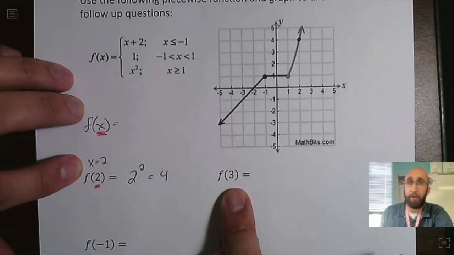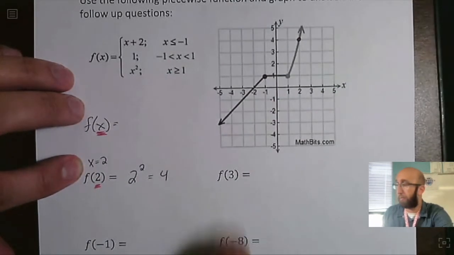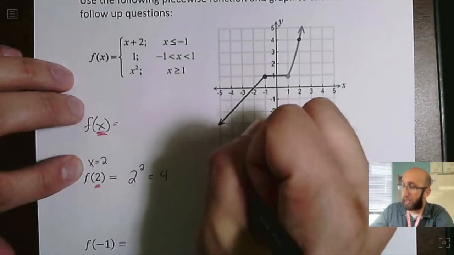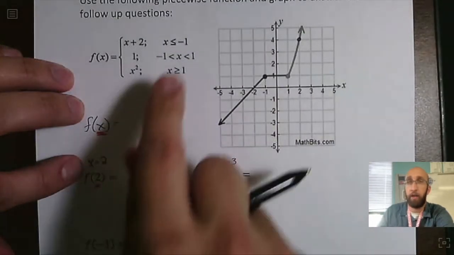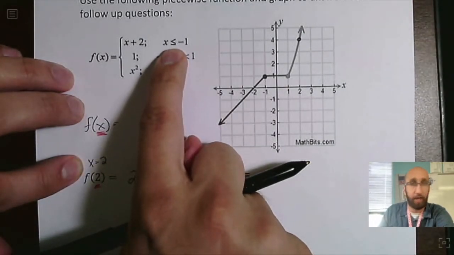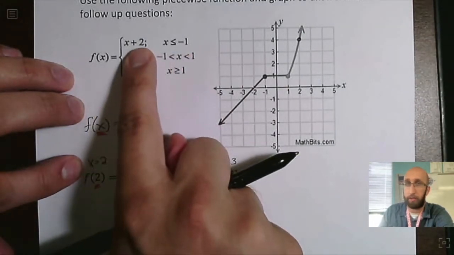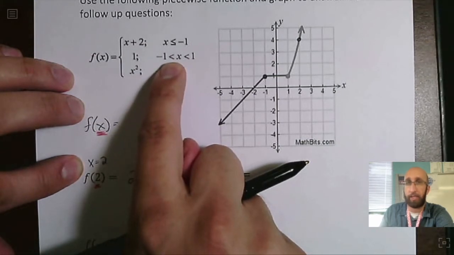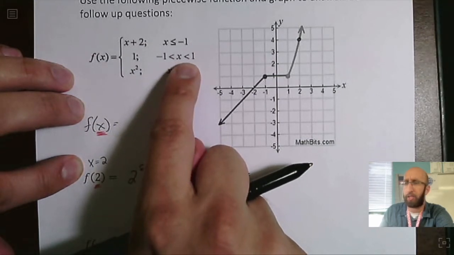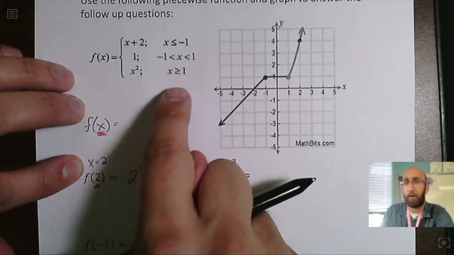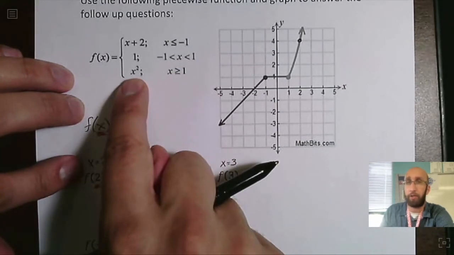Next one, f of 3. I'm going to go through both forms here a little bit faster. They are telling us x is 3. If I go through my inequalities, 3 is not less than or equal to -1, so do not use the first piece. Is -1 less than x, which is less than 1? 3 does not fit there. 3 is greater than or equal to 1, so we're going to use this piece.